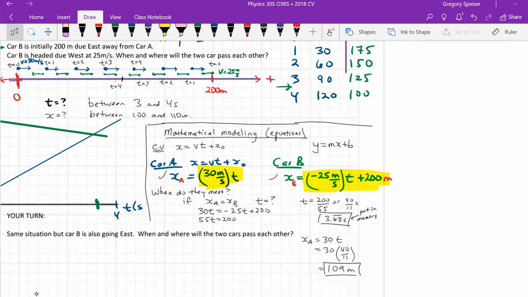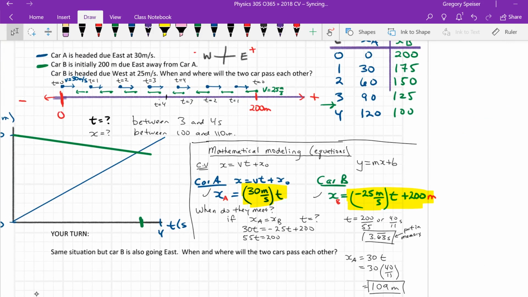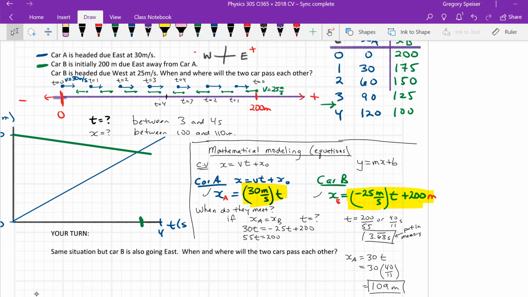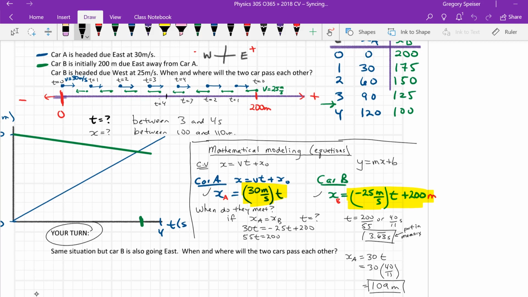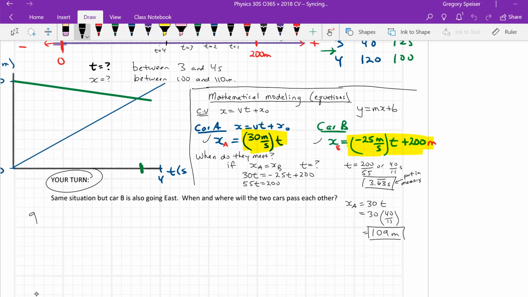Okay, so I hope that was helpful. I'm going to ask you to do a your turn here. So it's the same situation, but car B is also going east. When and where will the two cars pass? And if you don't want to do the motion map and the table, that's okay. But I want you to do it graphically and using math. So try those both.